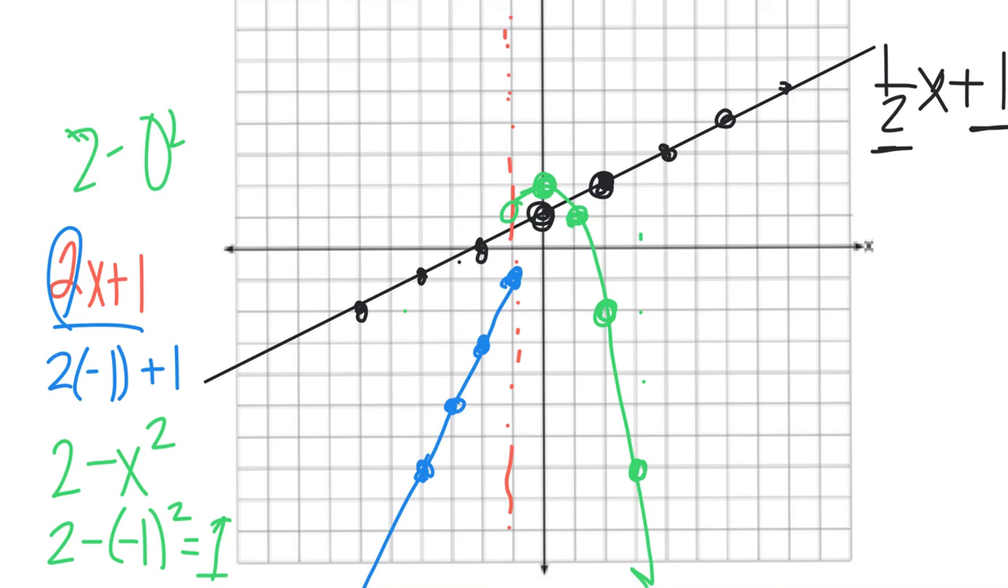Oh, and by the way, you should be adding arrows to the ends of these. Okay.